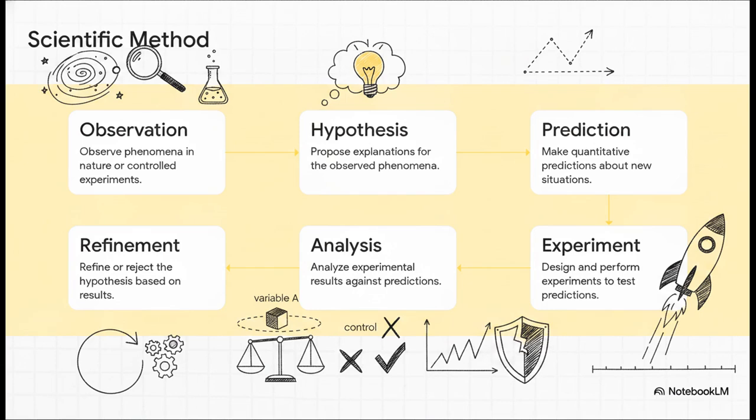So how do we actually uncover those laws? We use the iterative scientific method. Think of it as a continuous six-step loop: observation, hypothesis, prediction, experiment, analysis, and refinement.